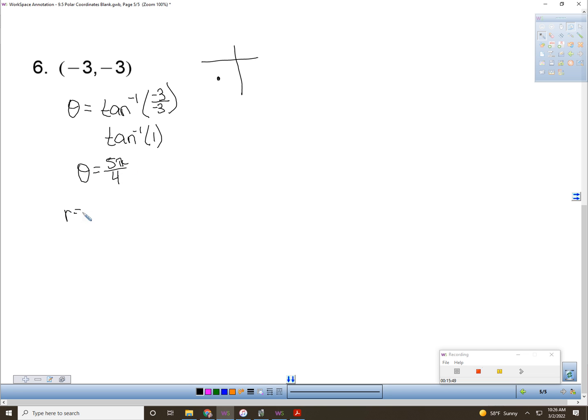And then to find my r value, I will take the square root of the -3 squared plus the -3 squared. So my r value ends up being 3 square roots of 2. So that would be 3 square roots of 2, comma 5 pi over 4.